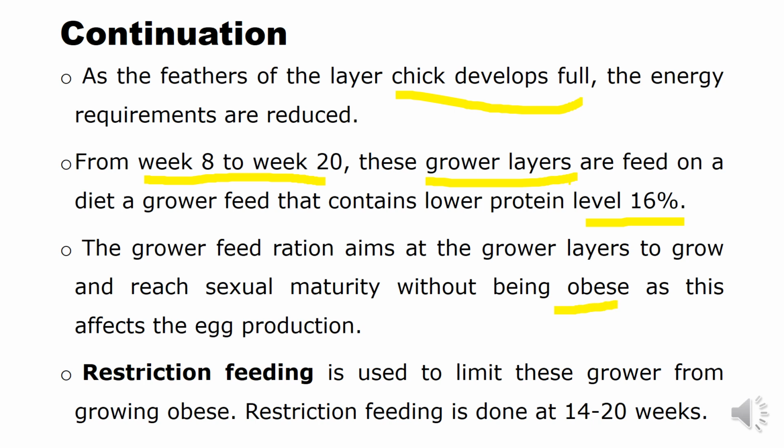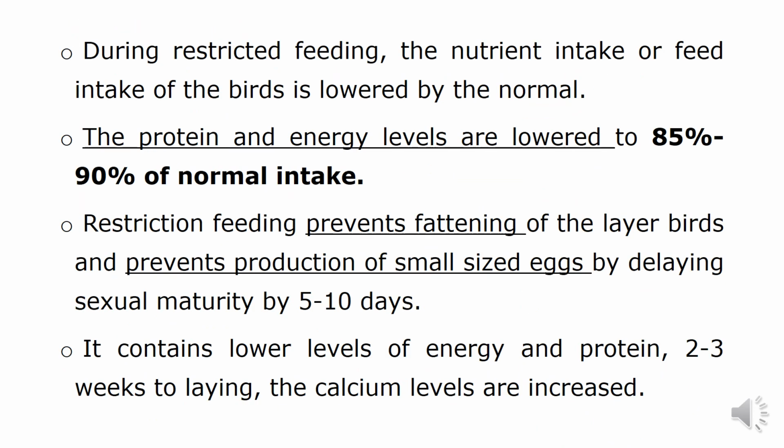How do we do this? It is through restricted feeding. Restricted feeding is when the birds reach 14 to 20 weeks, you have to limit the amount of feed provided to the birds, either the nutrient intake or the feed intake. Reduce them to the level of 85 to 90% of normal, meaning we reduce the amount that we are feeding our birds.